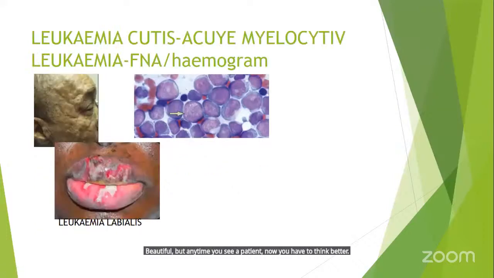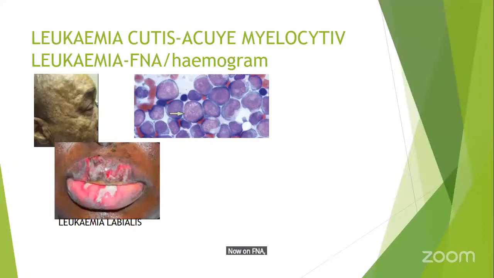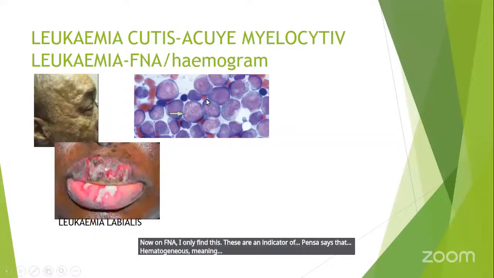These are patients I saw. They came with lesions. These are just a few pictures, but I have many. Now on FNA, I only find these. This is an indicator of cancer cells, but hematogeneous, meaning it's a leukemia process. So you are shocked to find such a picture on a microscope.